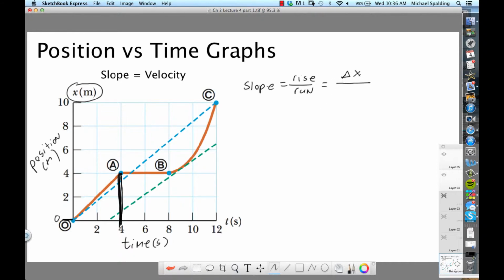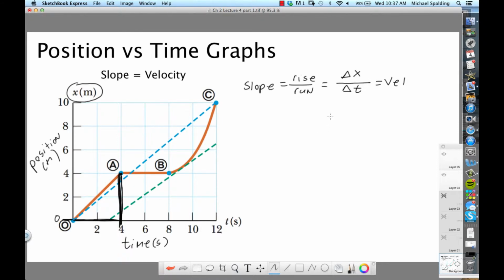And what's another name of change? What's another name for change in position? The displacement. Now, what's the run? The time. It's the change in time. Okay? That should look familiar. Displacement over time is what? Velocity. So you can always figure out what slope is.